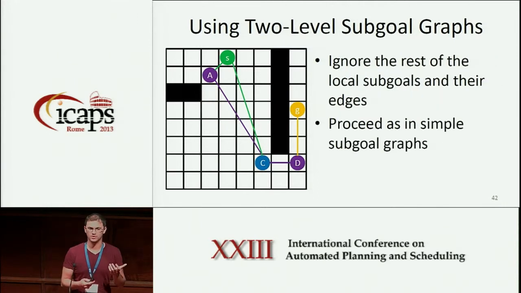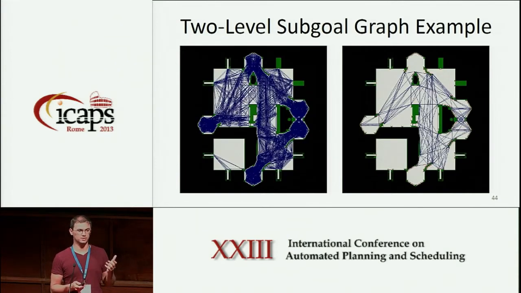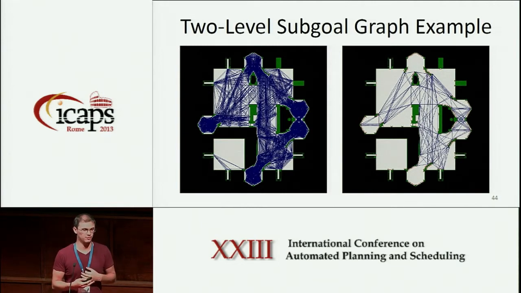And then we simply proceed as in the simple subgoal graph. So this is just one example of how much smaller a graph we are allowed to search by using two-level subgoal graphs. This has a lot of weird-looking walls, and it's very efficient here. And also in this case, you can see that there are hexagons, and they are cleared of all the unnecessary subgoals and edges in the two-level subgoal graph.